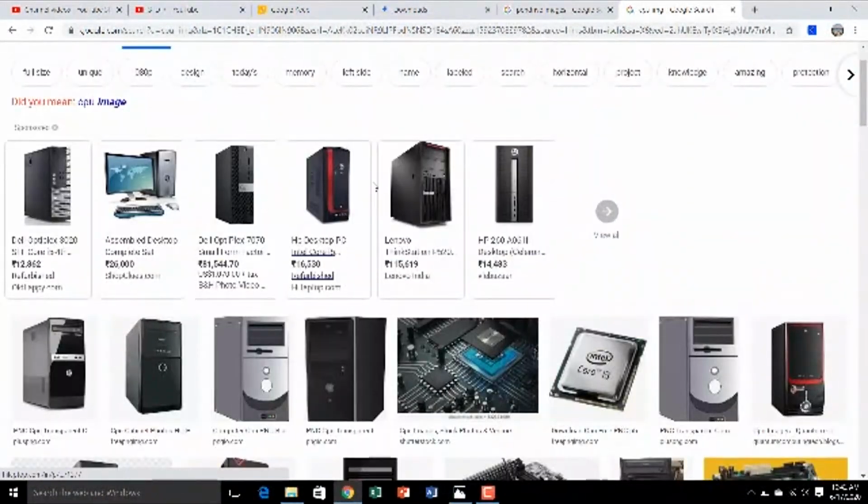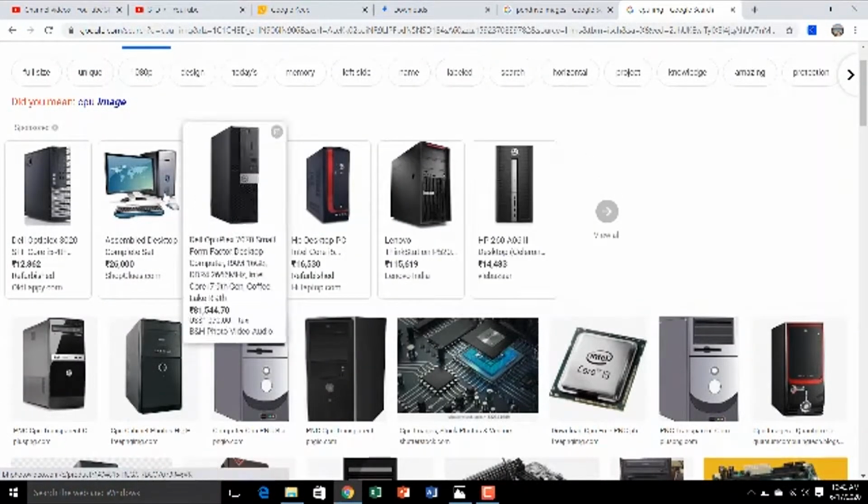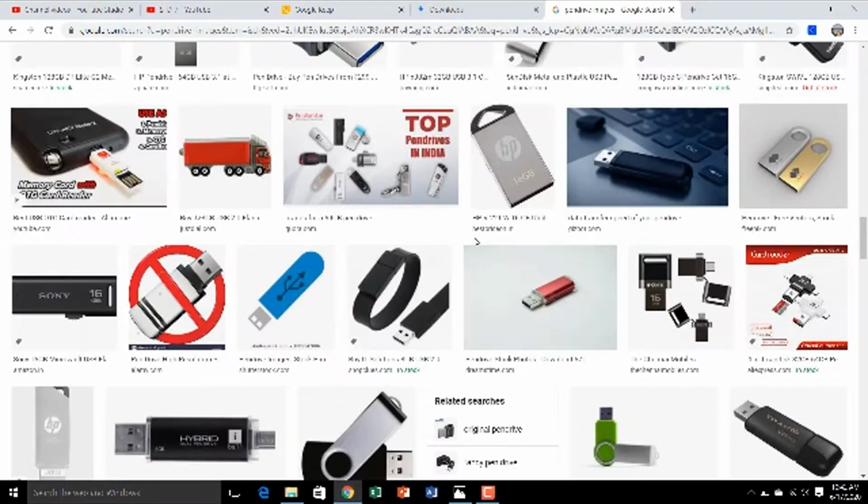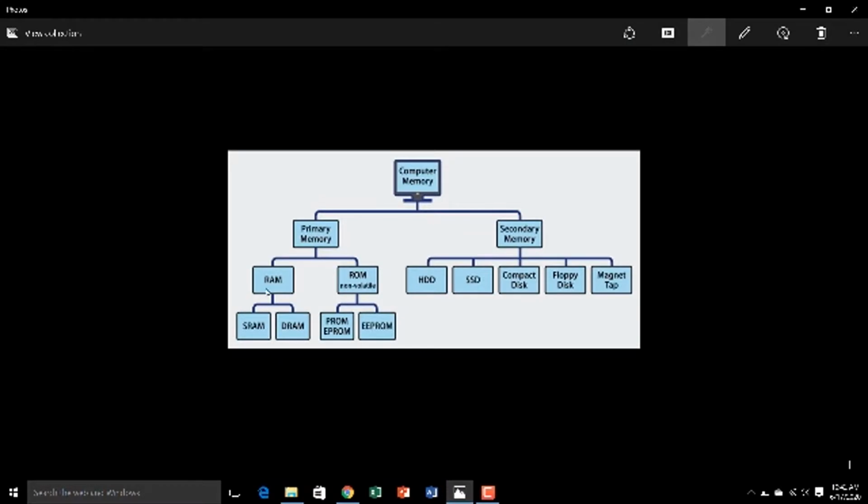And this is the case or cabinet for the computer. This is the monitor. So these are our RAM and ROM. Now there are some basic subtypes of RAM and ROM: S for static RAM, D for dynamic RAM, and PROM, EPROM and EEPROM. PROM means programmable read-only memory. EPROM is erasable programmable read-only memory, and EEPROM stands for electrically erasable programmable read-only memory.